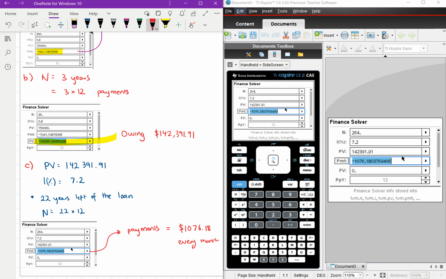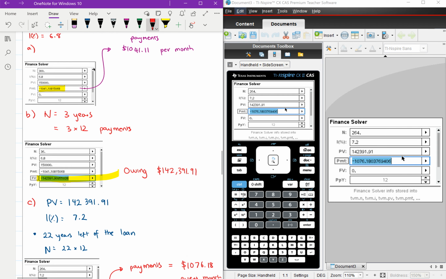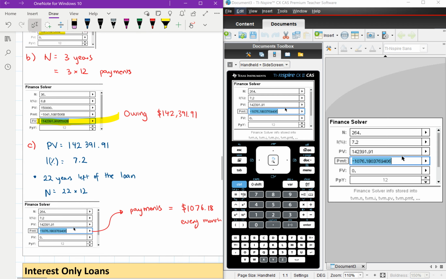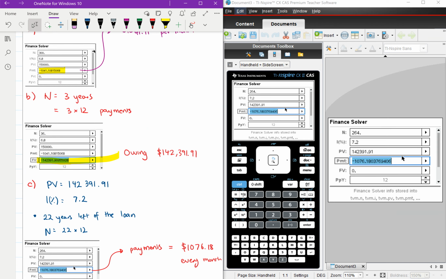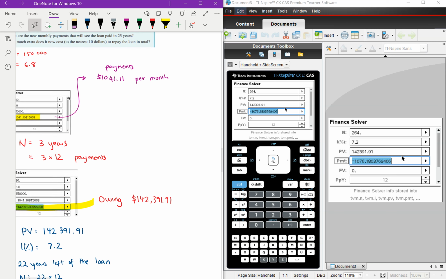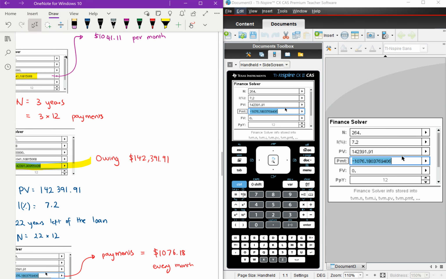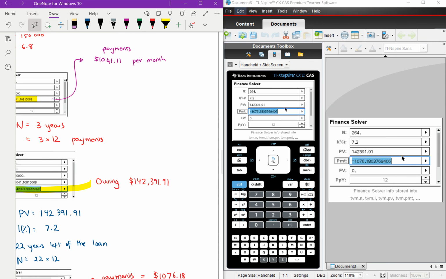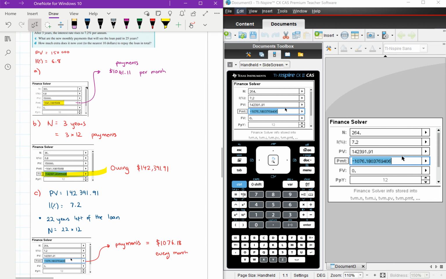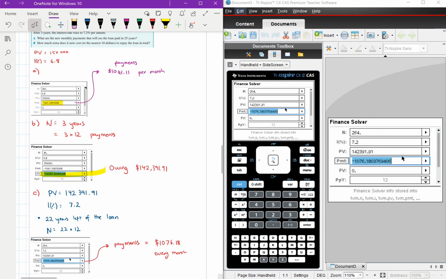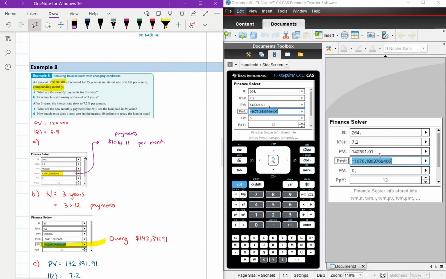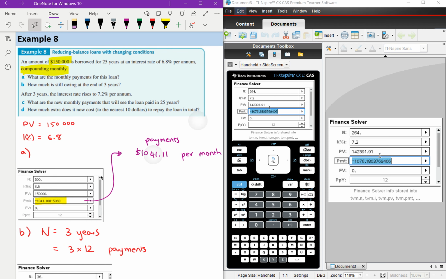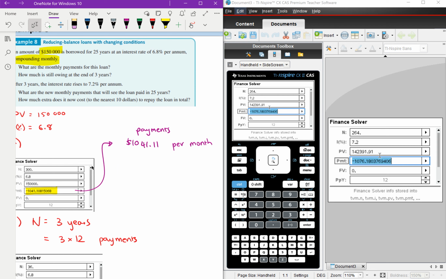So that made me increase the amount from $1,041.11 now to $1,076.18. So it's about $35 or $36 extra per month after the interest rate has gone up, for every month up until 22 years from now. Okay, and then part D, what does it ask? How much extra does it now cost? Oh, okay, that's essentially what I was just mentioning. So how do you calculate the difference?